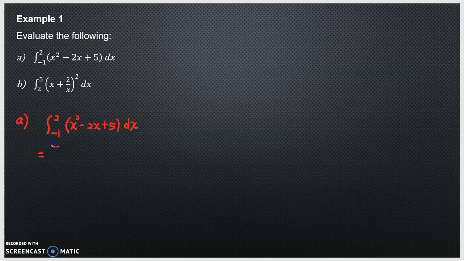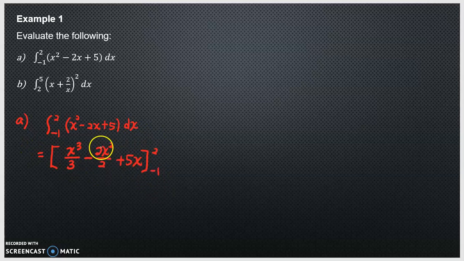We will integrate as usual. If you still remember, we add 1, which means we raise the index by 1. So from x squared, it will become x cubed over 3. This is how we integrate. Minus, before this is x to the power of 1, so it will become 2x squared over 2. Integrating the constant, we get 5x. Remember, this is integration, not differentiation. This is from -1 to 2, so we put a square bracket and then put the values -1 to 2.